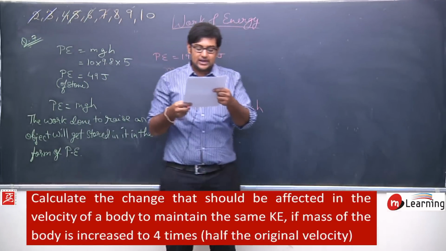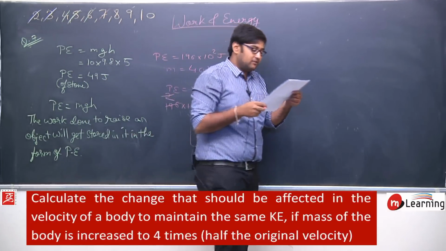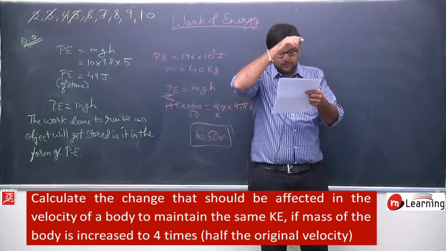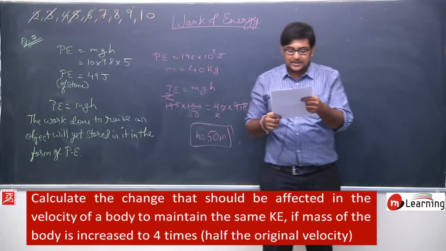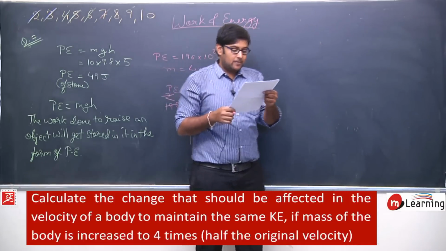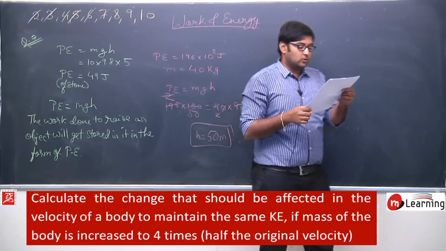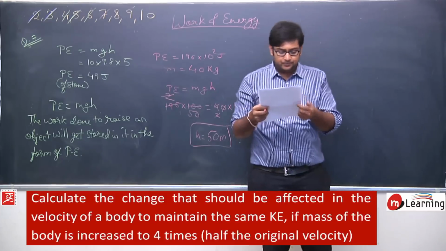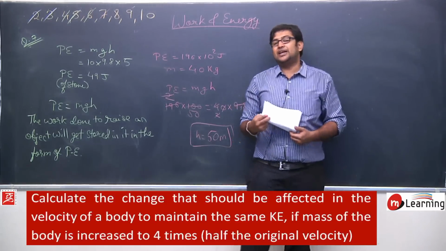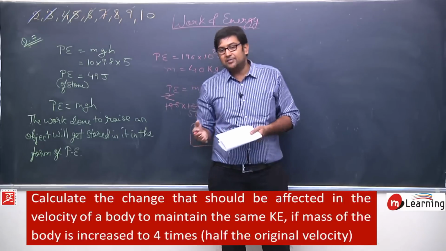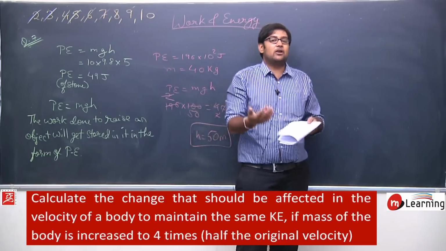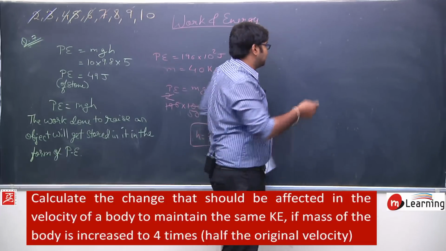Calculate the change that should be effected in the velocity of a body to maintain the same kinetic energy if the mass of the body is increased to 4 times. Okay. What we can see is that when a body has some kinetic energy and I am increasing its mass to 4 times, then what will happen? What can be the velocity at that point of time?